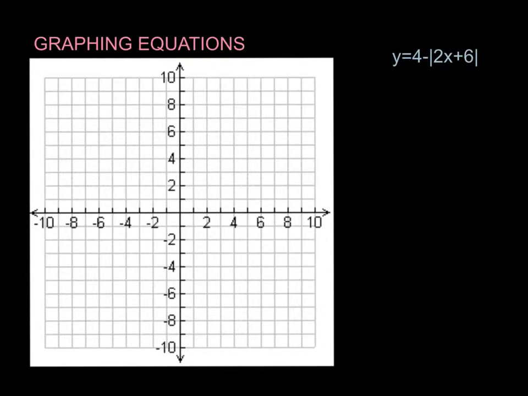Hi, this is Benjamin Levine, and this is my lesson on how to graph equations and such, like domain and range. The equation I'll use is right over here. Y equals 4 minus the absolute value of 2 times x plus 6.